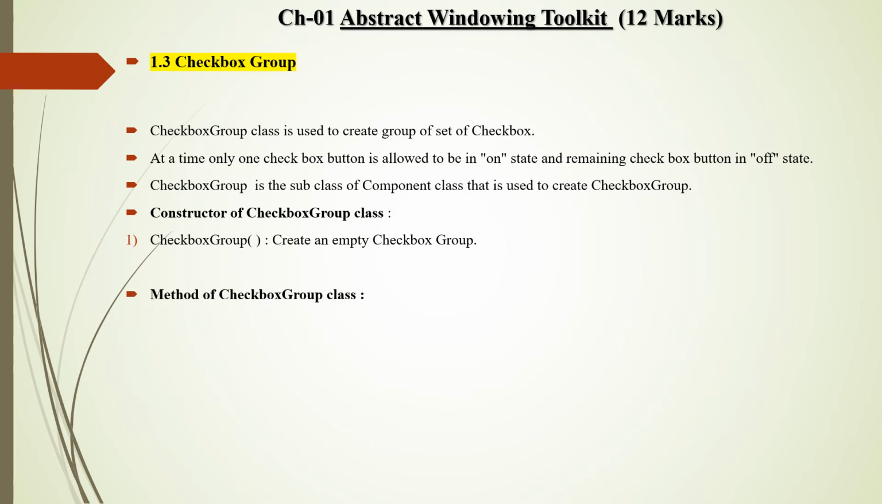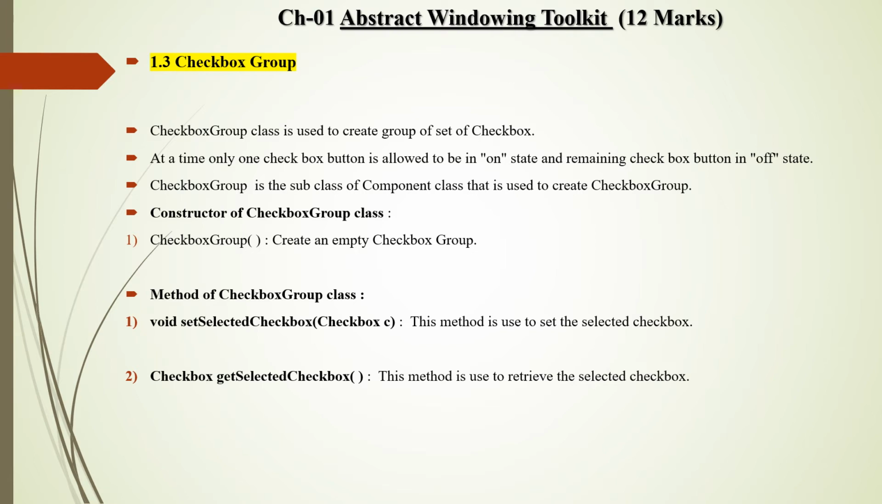The methods of the CheckboxGroup class: the first method is setSelectedCheckbox. This method has one parameter, that is an object of Checkbox, and this method does not return any value, so the return type of this method is void. This method is used to set the selected checkbox. Next method, getSelectedCheckbox. This method does not have any parameter, but it returns an object of Checkbox. This method is used to retrieve the selected checkbox, so it returns the object of the checkbox which is selected.